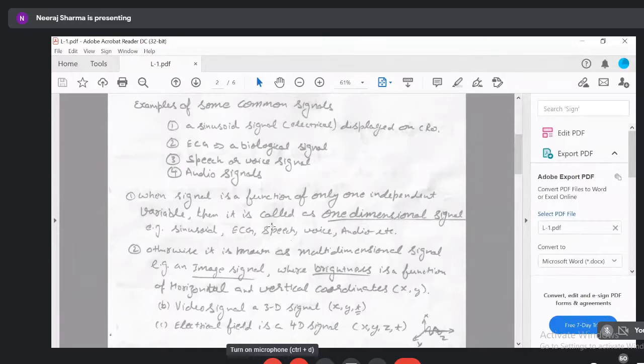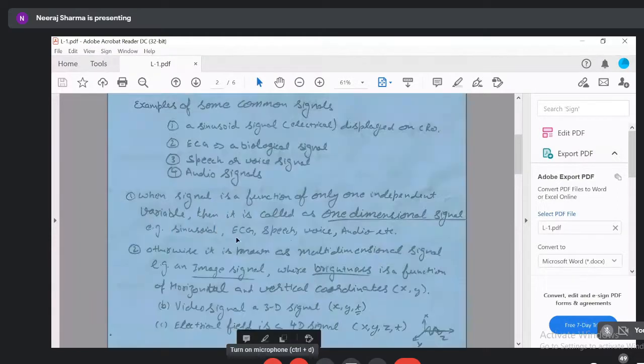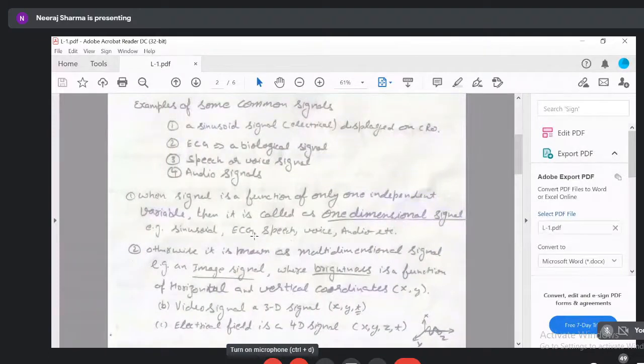Next is the dimensionality of the signal. A signal can be a one-dimensional signal, or it can be a multi-dimensional signal, right? So now let us learn what is the meaning of dimensionality, and how signals are characterized based upon dimensionality. For example, if you have a signal v = V sin ωt, then that signal is defined as a one-dimensional signal, right? Similarly, the signal produced by an ECG machine is again a one-dimensional signal. Speech, voice, and audio are also examples of one-dimensional signals.